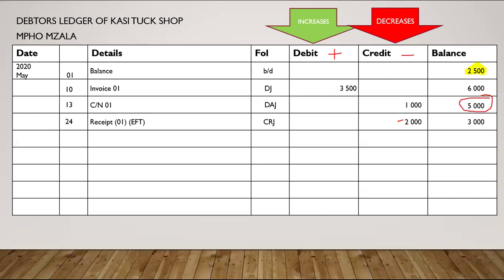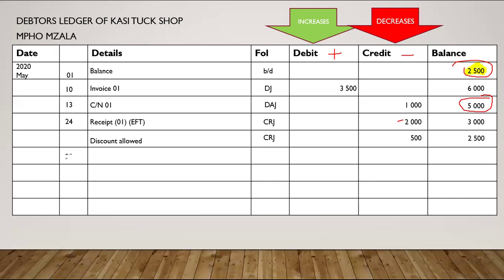But that 2,000 doesn't get rid of that 2,500 because they said the whole amount was settled. So Mpomzala doesn't owe us that 2,500 anymore. If we only received 2,000 cash, the remainder, which is the 500, will be the discount allowed. It will be recorded in the CRJ, and we are going to credit Mpomzala's account by that 500. The new balance that Mpomzala will be owing will be 2,500.